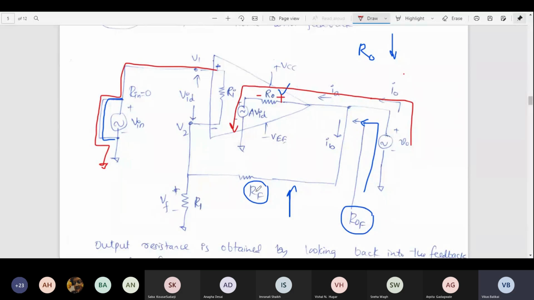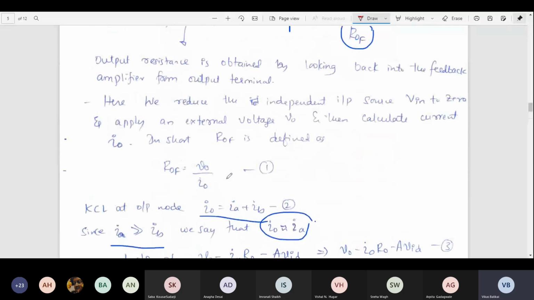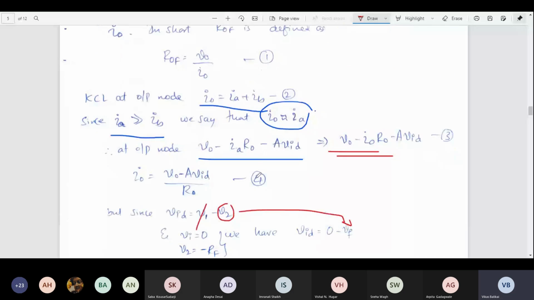I'll be using the voltage division rule. The voltage division rule says: the main voltage multiplied by the resistance across which you are finding the voltage, divided by the total resistance. Here the main voltage source, since the other is nullified, is V naught. Sorry, VF is here, not here. The feedback voltage is here, so I want the voltage over here. That means R1 divided by R1 plus RF, multiplied by the main source V naught. That's what I have written over here.